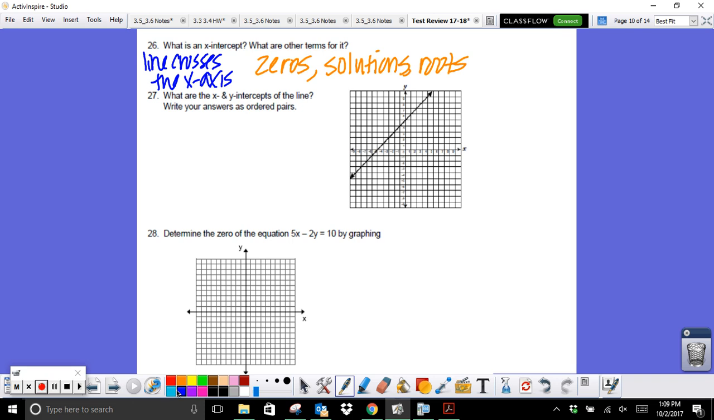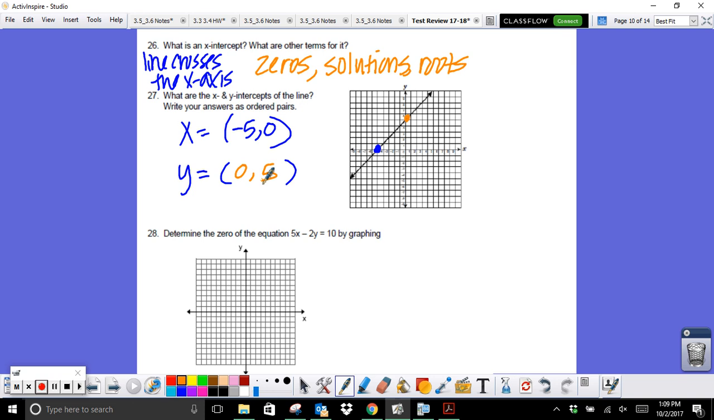Number 27, what are the x and y intercepts of the line? Write your answers as ordered pairs. Okay, so I'm going to start with the x-intercept, which is right here. And that's at 1, 2, 3, 4, 5. Negative 5, I believe. So my x-intercept is at negative 5, 0. And my y-intercept is right up here. That's at 1, 2, 3, 4, positive 5. So that's at 0, 5.